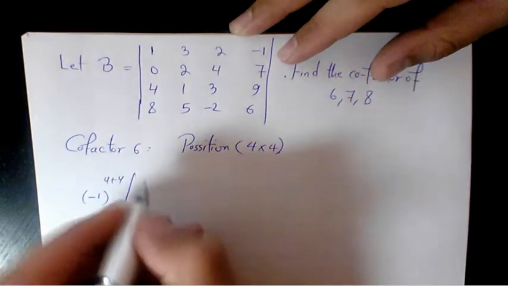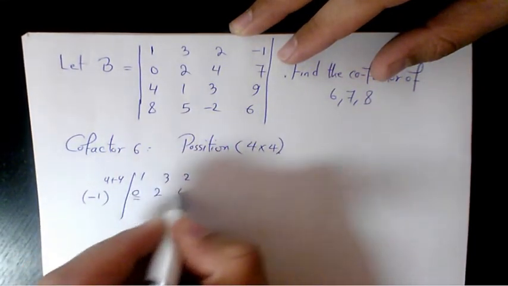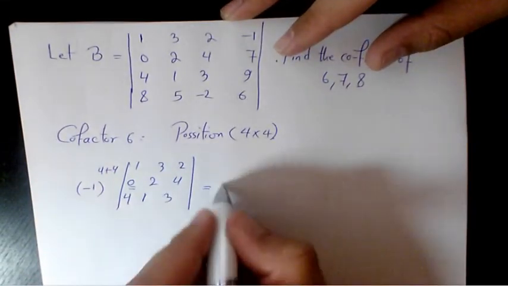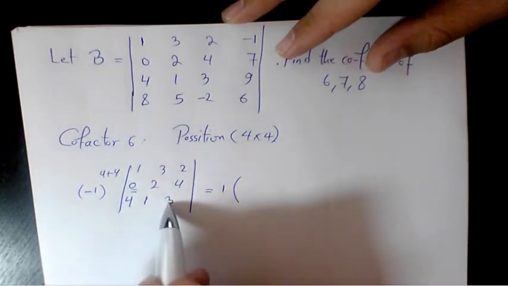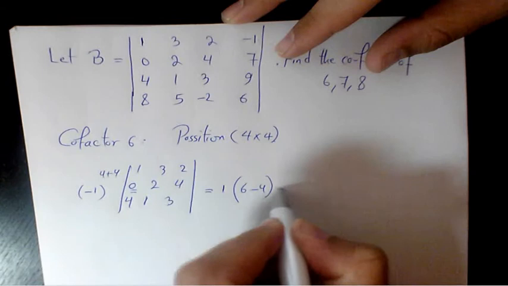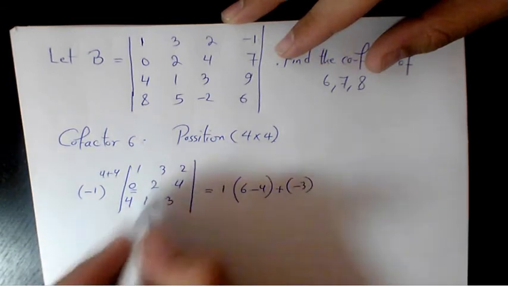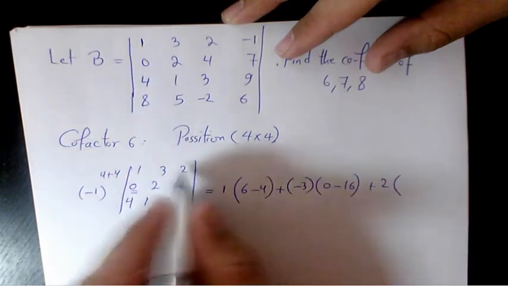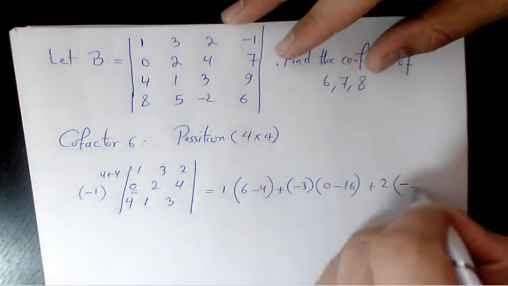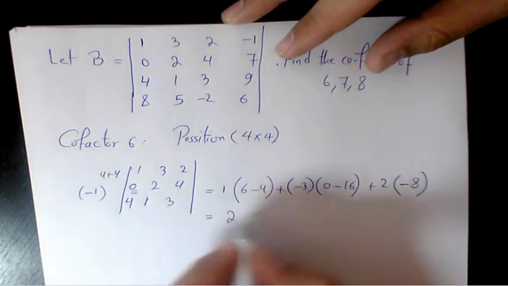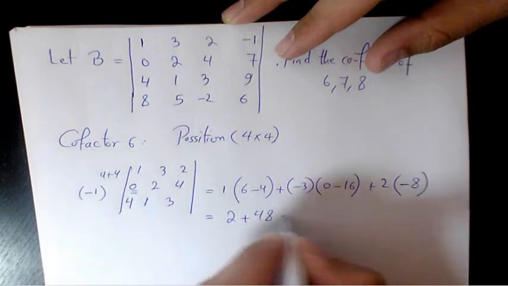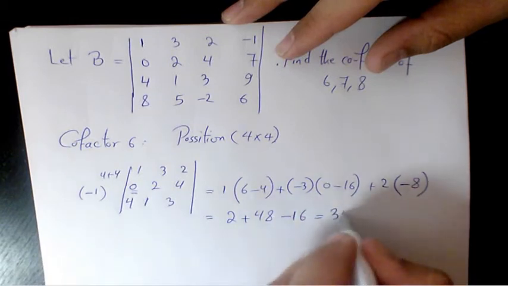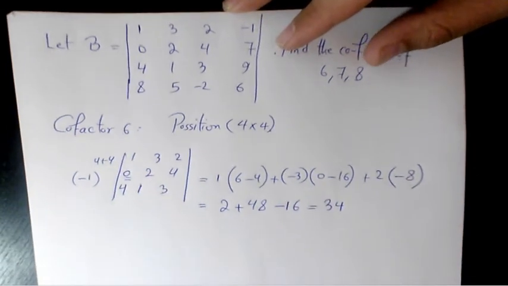determinant of this. So I'm going to write 1, 3, 2, 0, 2, 4, 4, 1, 3. Which will be 1 times 2 times 3, 6 minus 4, plus negative 3 times 0 times 3, 0 minus 16, plus 2 times 0 times 1, 0 minus 8. It is going to be 2 plus 48 minus 16. So that's 32 plus 2, which is 34. That's going to be the cofactor of 6.